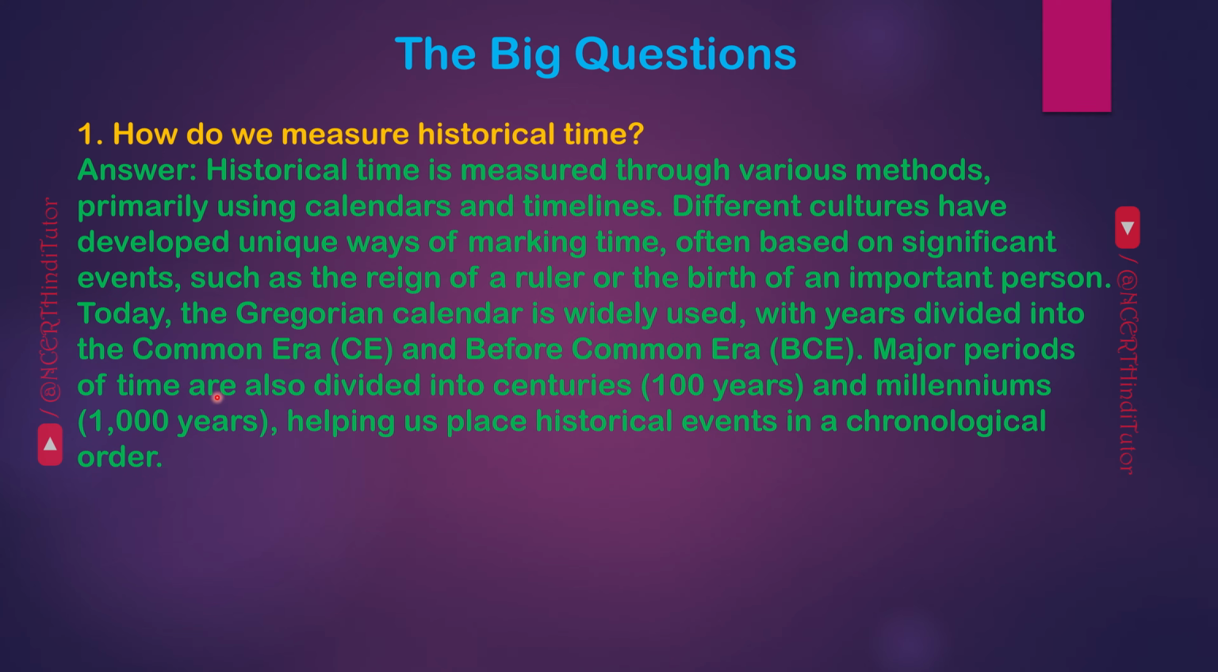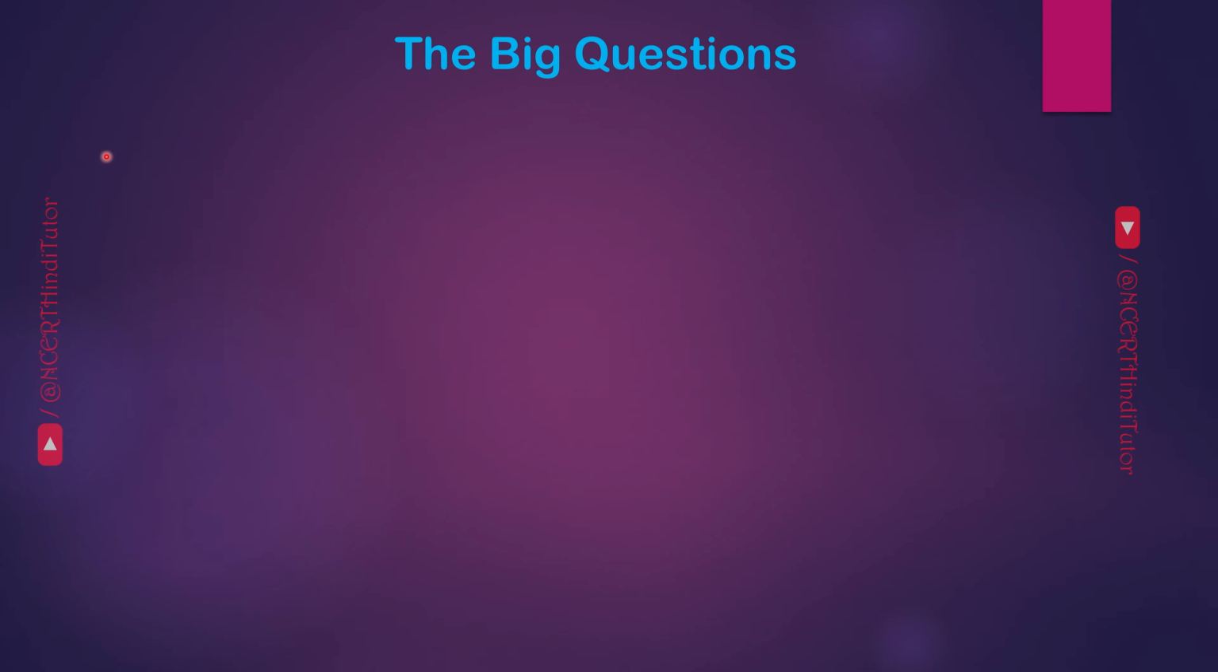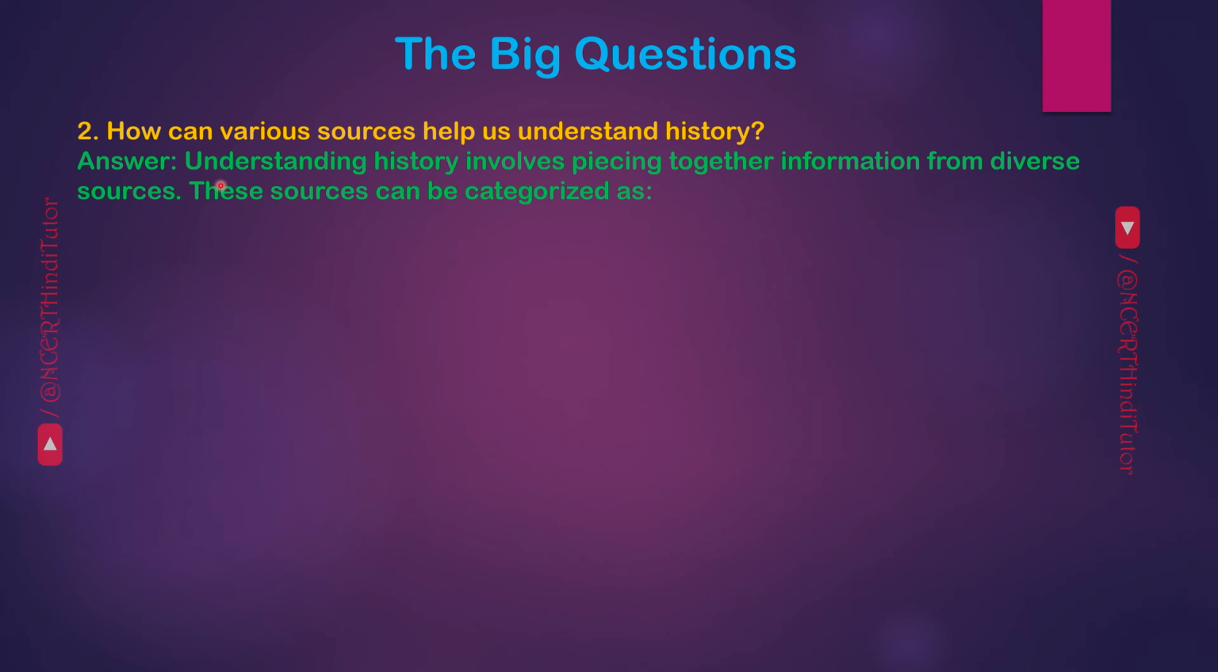Major periods of time are also divided into centuries, 100 years, and millenniums, 1000 years, helping us place historical events in a chronological order. Question 2: How can various sources help us understand history? Answer: Understanding history involves piecing together information from diverse sources.